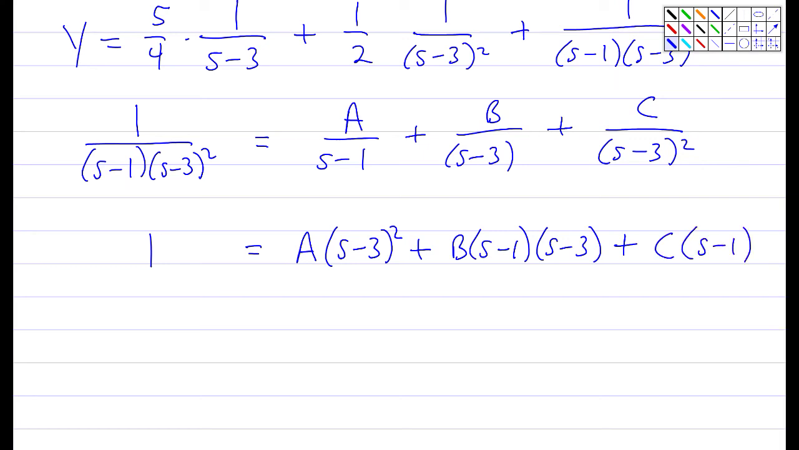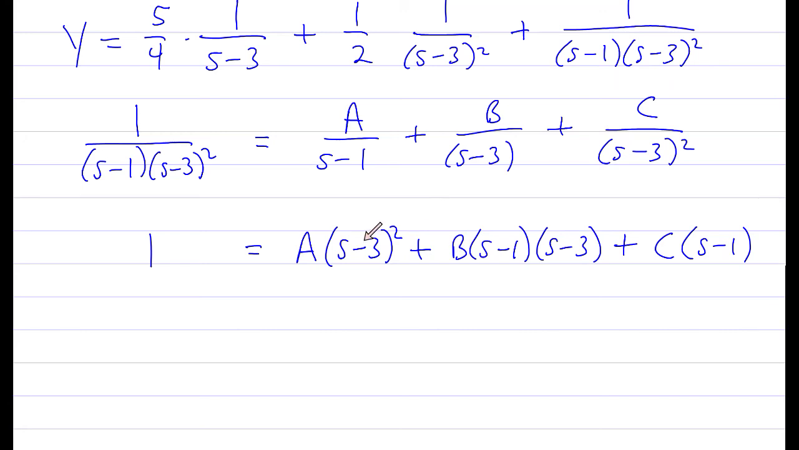Okay, there's two ways to go here. You can FOIL this all out and then compare the same powers of s. So for example, I'm going to get an A s squared plus B s squared. There's no other s squared terms, and there's no s squared term over here. So that's going to mean that A plus B equals 0. And you can continue on in that way, get a system of equations, and then solve the system of equations.